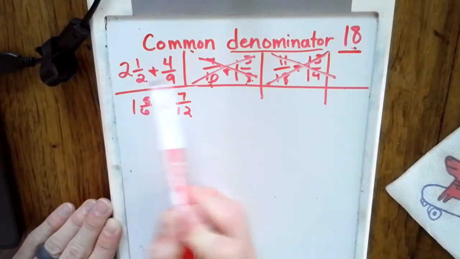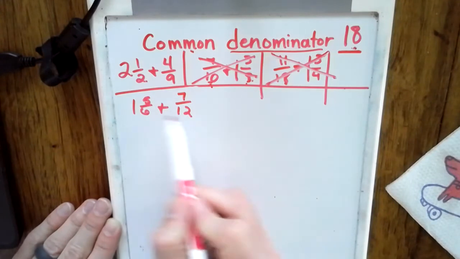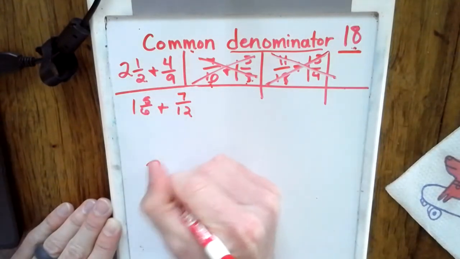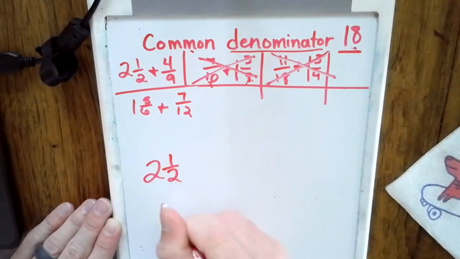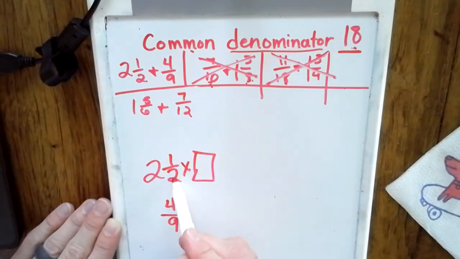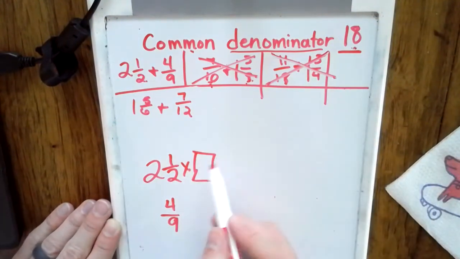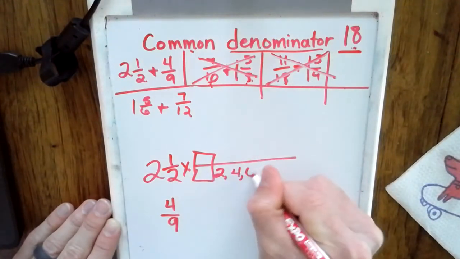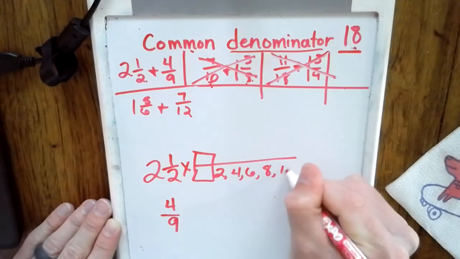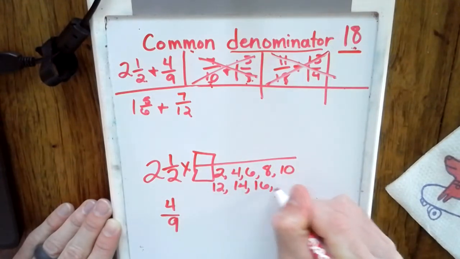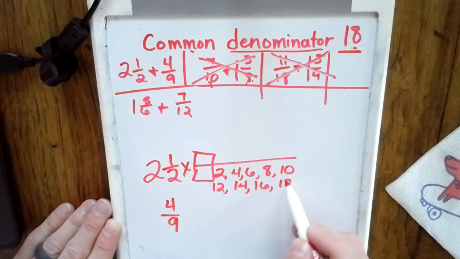Next, I have 2.5 and 4/9. Neither one of these really grabs my attention, so I'm just going with the first one I saw: 2.5 and 4/9. Okay, 2 is an even number, so I know it's going to land on 18. I'm going to list the multiples to see how many: 2, 4, 6, 8, 10, 12, 14, 16, 18.